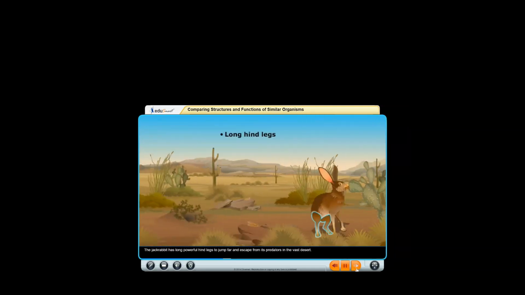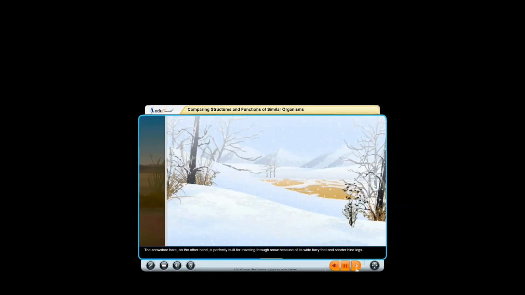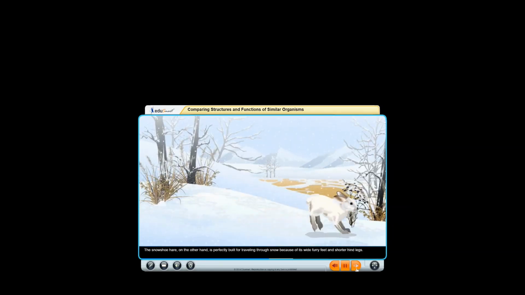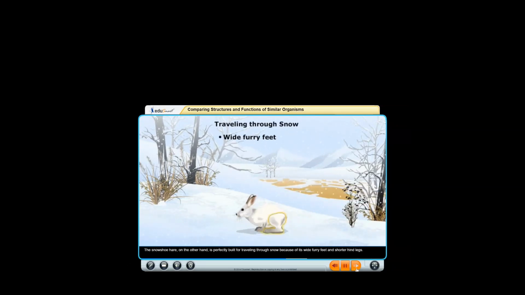The jackrabbit has long, powerful hind legs to jump far and escape from its predators in the vast desert. The snowshoe hare, on the other hand, is perfectly built for traveling through snow because of its wide, furry feet and shorter hind legs.